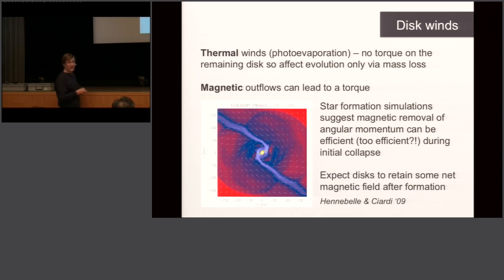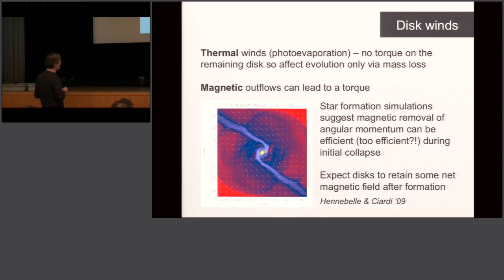Now, the other possibility are magnetic outflows, which I very briefly mentioned at the start of the week, and those have the property that they do produce a torque on the disk surface. So they are both a mass loss process and also a process that affects the angular momentum evolution of the disk due to the torque that is being created there.